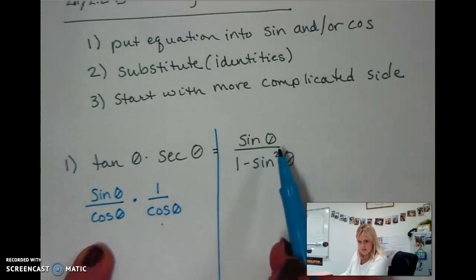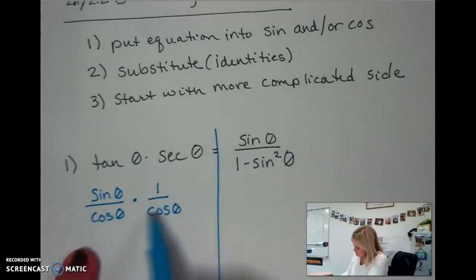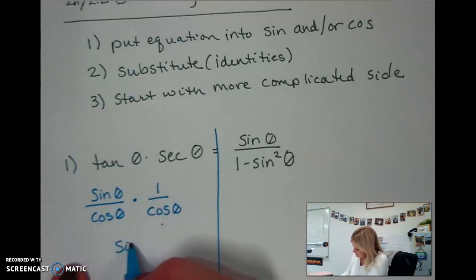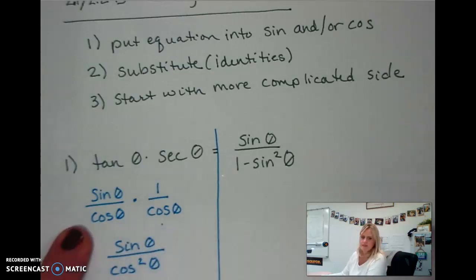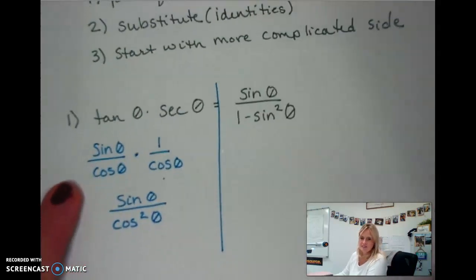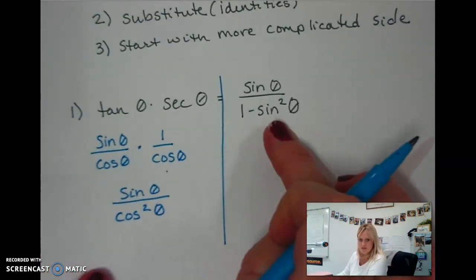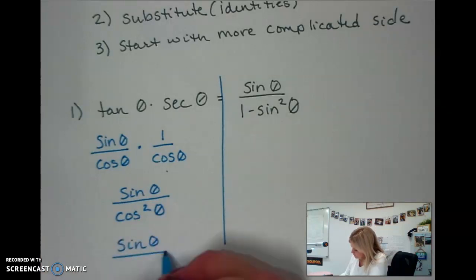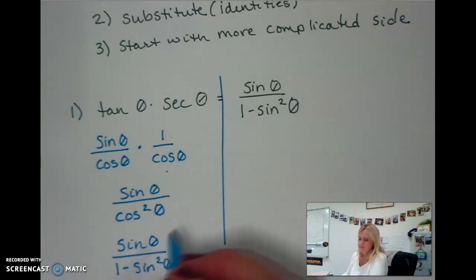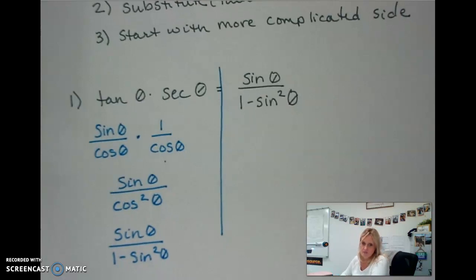Well, I need a sine on top. If I multiply straight across, sine of theta times 1 is sine of theta. Cosine times cosine is cosine squared of theta. And now I can see that I'm really close to this side because I know that the identity of cosine squared of theta is the same as 1 minus sine squared of theta. And I proved it to be equal.